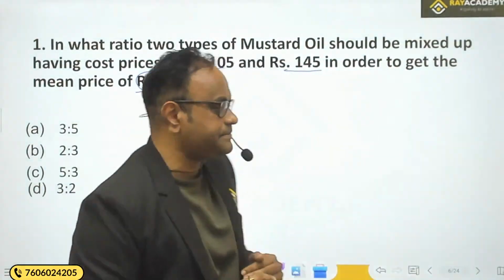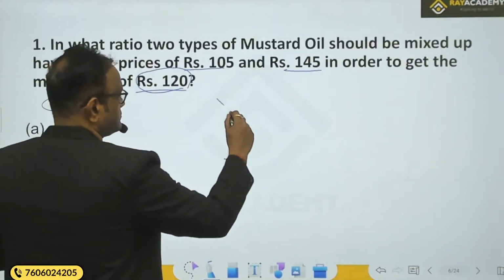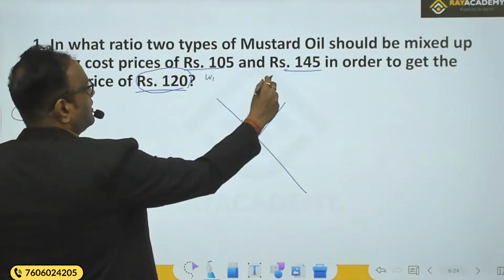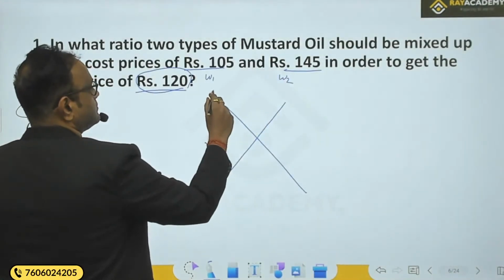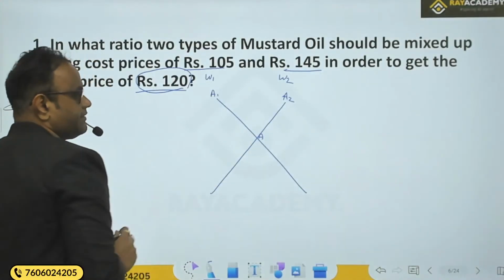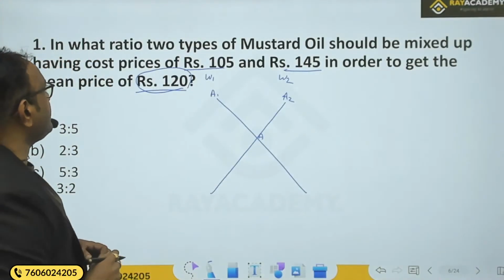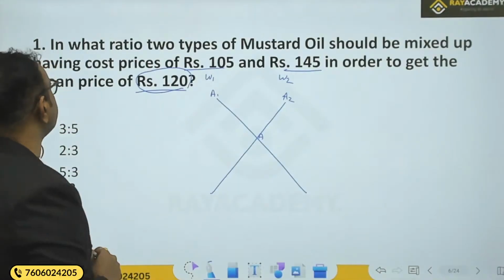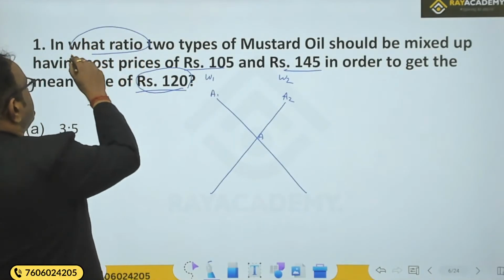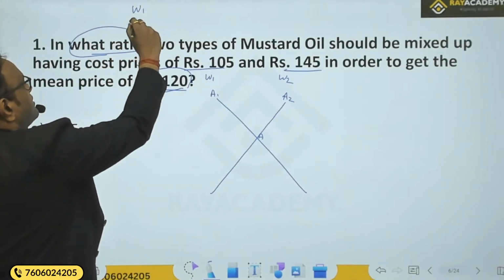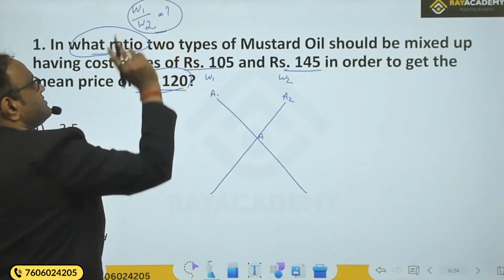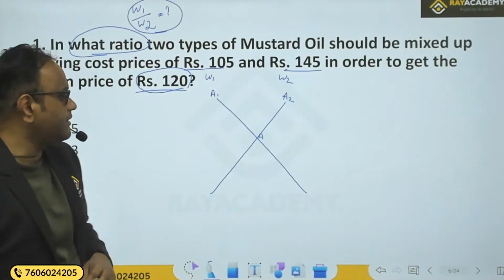We can put it here: W1, W2, A1, A2 and A. Okay, now we will put the figures. W1 and W2 are not given, but they are asking in what ratio. What ratio means? They are asking what is W1 by W2. This is required. This is the question.